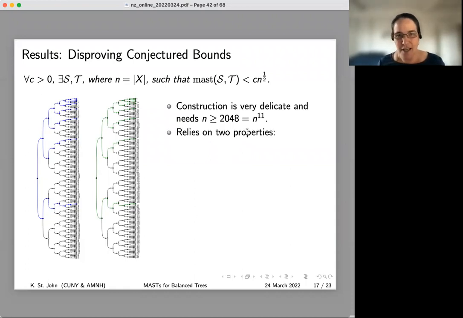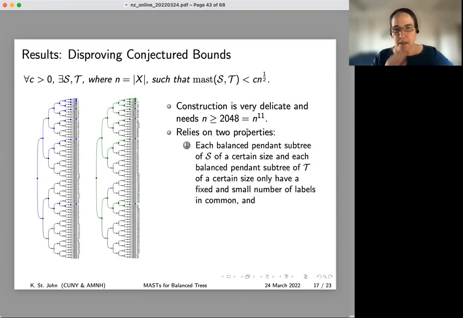Okay, so first, it's very delicate. That's unfortunate, but we rely on 2 properties. I'm going to say the general properties, and then I'll give a concrete example of why this works. So here are our 2 properties. Each of the balanced pendant subtrees, each of these little copies of the balanced subtree, can only overlap with a balanced subtree of my other tree in a small number of labels.